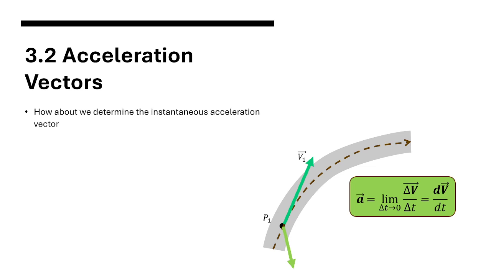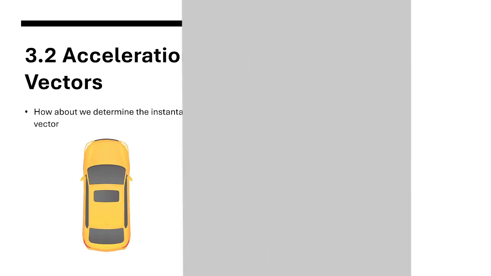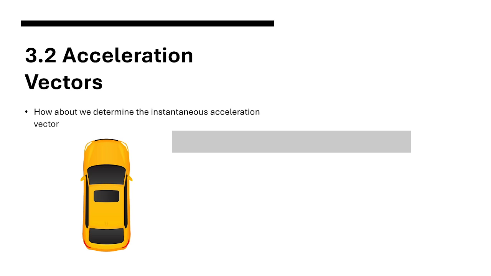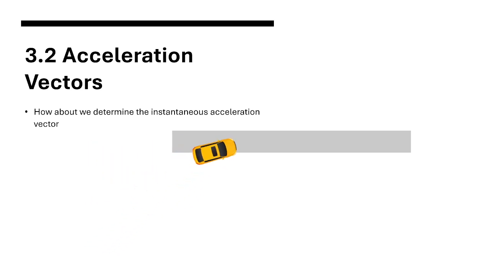Now let's move on. How about if our curve is in a straight line? Let's use the car again. So let's say this is point one with the velocity, and this is point two with the velocity two.